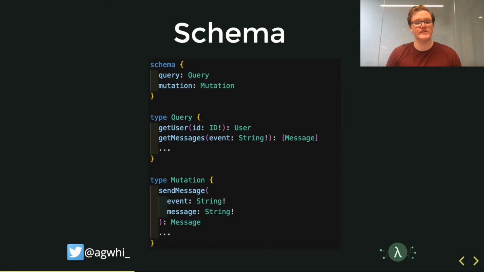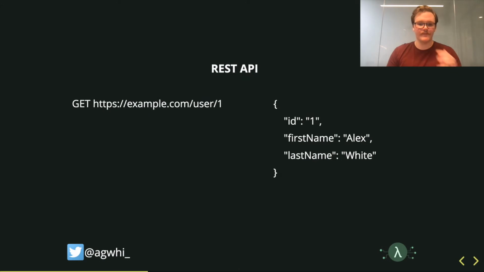If we now look at mutations and the sendMessage mutation, we can see this has 2 required arguments and this time returns type Message instead. Now it's been fairly high level, but it does cover the basics of GraphQL. Just to make it slightly clearer, here's an example.